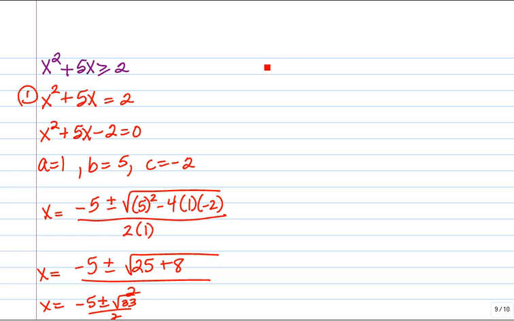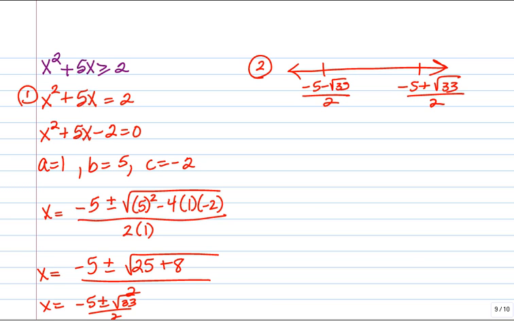So step 2 is to place these numbers on the number line. Well, negative 5 plus the square root of 33 is larger than negative 5 minus the square root of 33, so at least I know negative 5 minus the square root of 33 over 2 comes here, and negative 5 plus the square root of 33 over 2 is here.